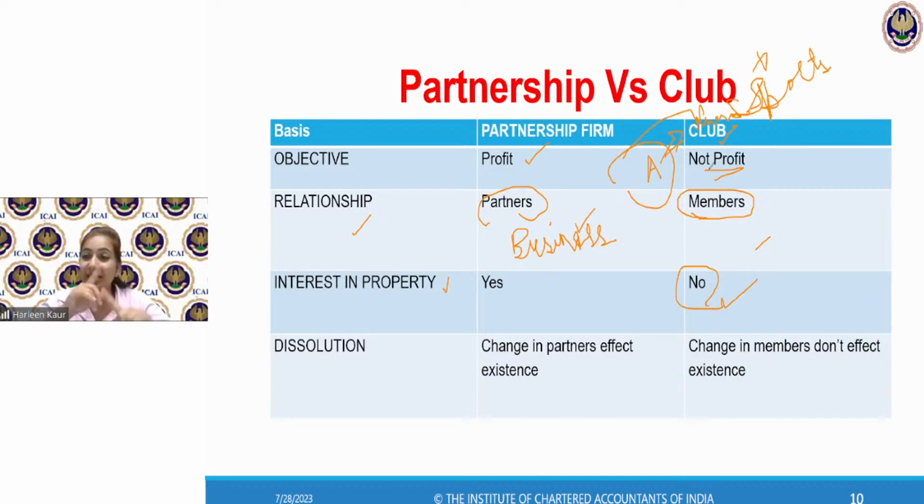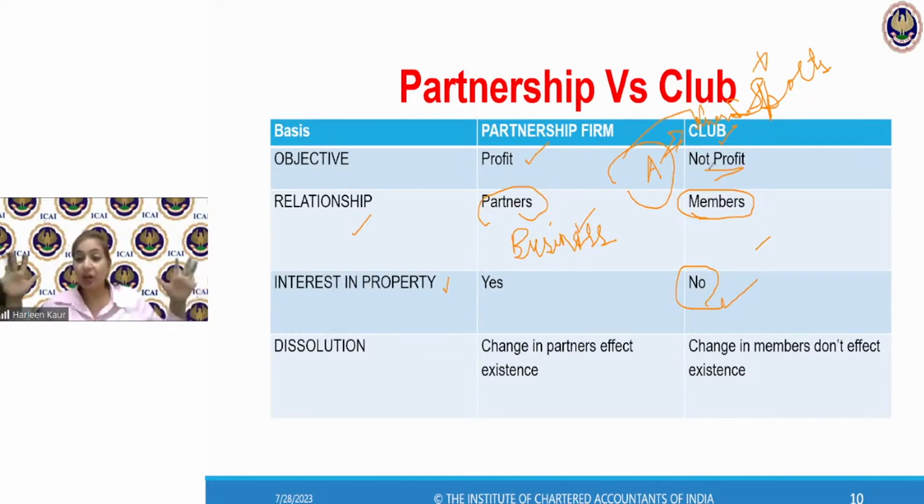You cannot destroy anyone's products in a sale of goods. Similarly, in a club, you cannot damage anyone's property. So it may be a for-profit club and it may be a not-for-profit club. But anyways, as a member, you are not interested in profit.